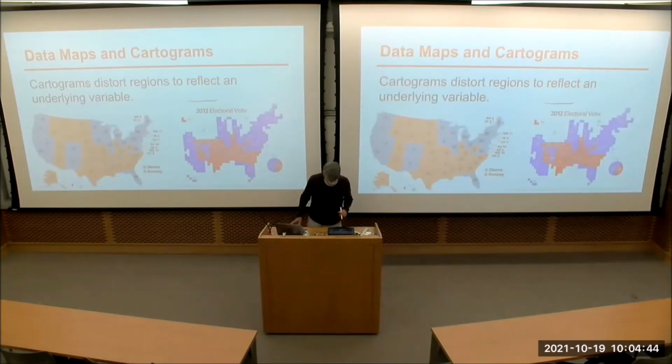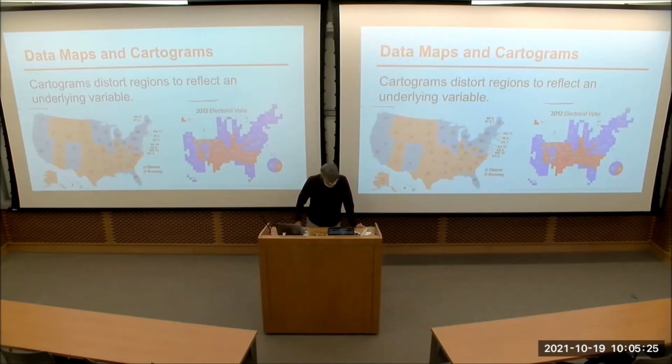Another way to view data that is a very, very useful thing is a data map, or a cartogram. What this is showing us is the 2012 election when Obama beat Romney. This is showing us the red and the blue showed us which state voted for which candidate, and the laws of the American election are that all the votes for a state go to the winner of that state.